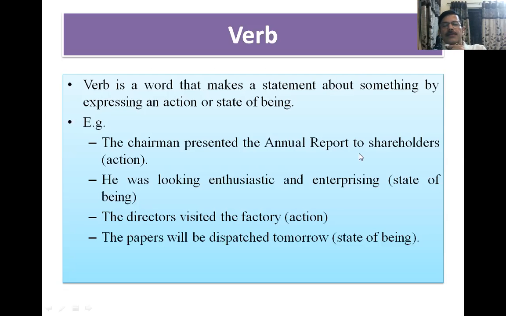The directors visited the factory. So visit is the verb. It denotes the action. The papers will be dispatched tomorrow, state of being. Dispatching is verb.